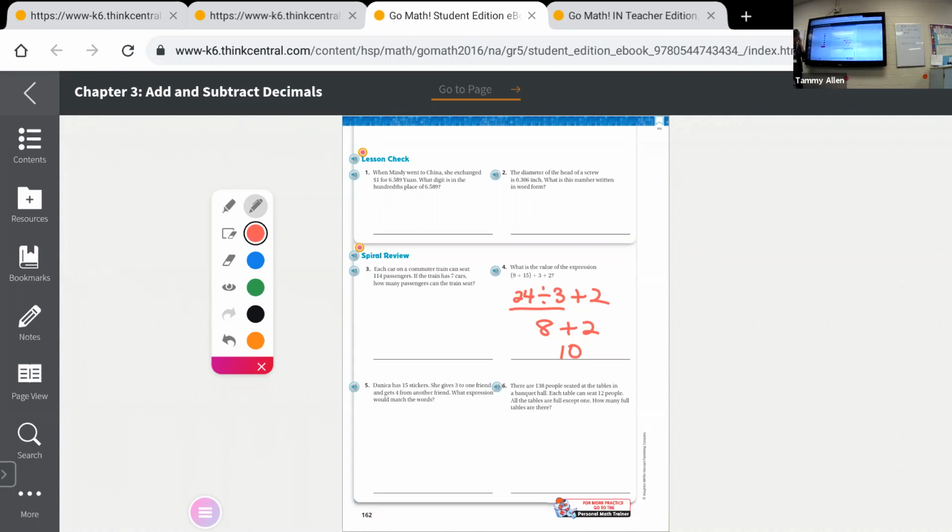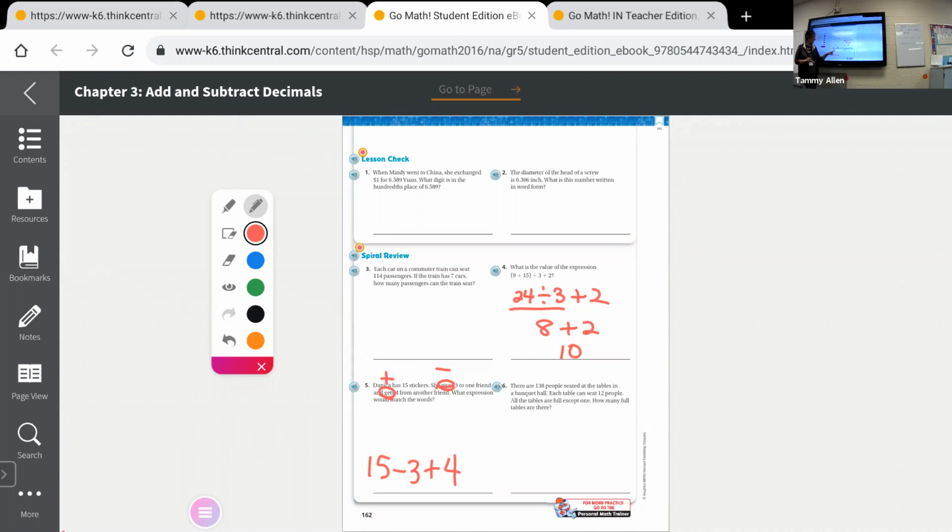Number 5, she has 15 stickers, gives 3 to a friend. The fact that we're giving some away would tell us to do what? She's getting 4 from another friend. Getting some would tell us that we are adding. What expression would match the words? We started with 15. We gave away 3, and then we are getting 4 more. So your expression would be that. All we want is the expression. Do we have an equal sign in there? Nope.